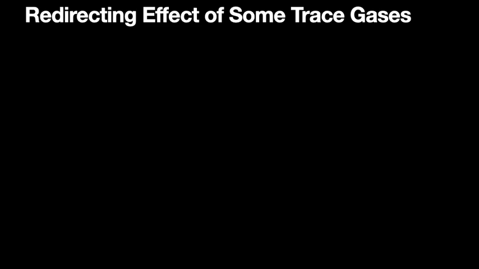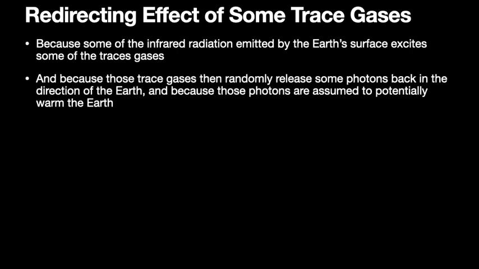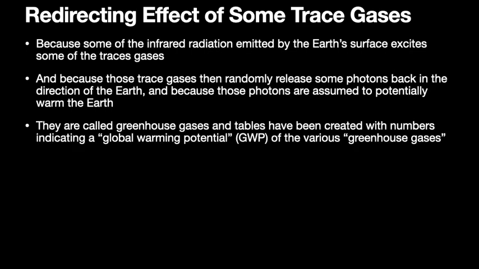So really what happens is these greenhouse gases have a redirecting effect upon some of the electromagnetic radiation in the infrared spectrum. So we have a redirecting effect of some of these trace gases, because some of the infrared radiation emitted by the Earth's surface excites some of the trace gases, and because those trace gases then randomly release some photons back in the direction of the Earth, and because those photons are assumed to potentially warm the Earth, they are called greenhouse gases.